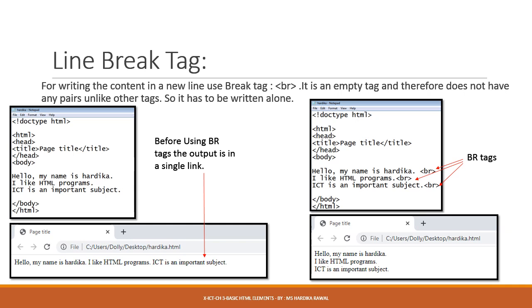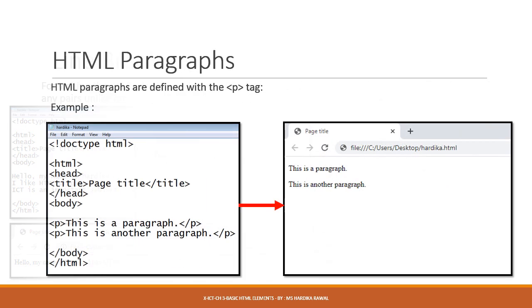Please remember that the BR tag is an empty tag and therefore does not have any pair, unlike the other tags. So it has to be written alone only. If we wish to write in paragraphs, we have to use the P tag in HTML. While we are using the P tag, it will automatically leave some space after each paragraph. As you can see in the example, the output is obtained in two different paragraphs.